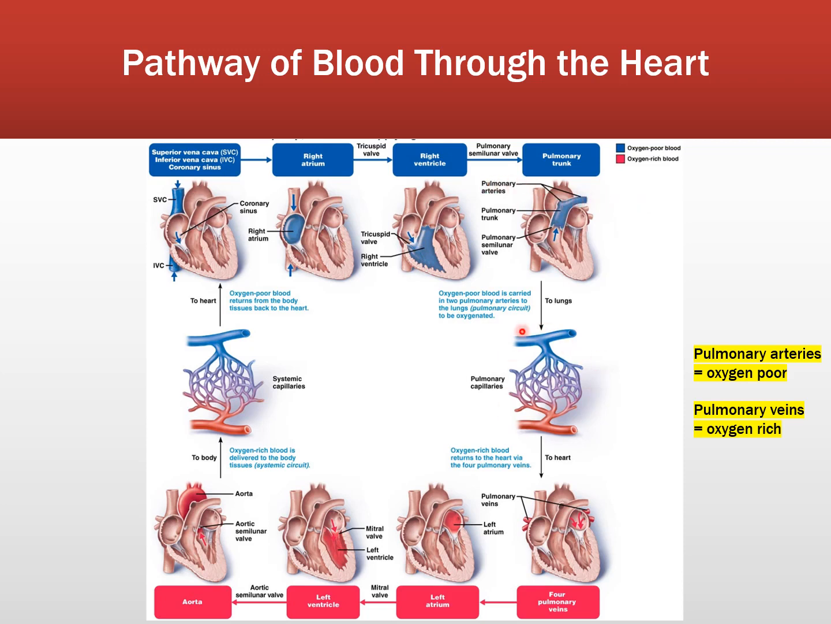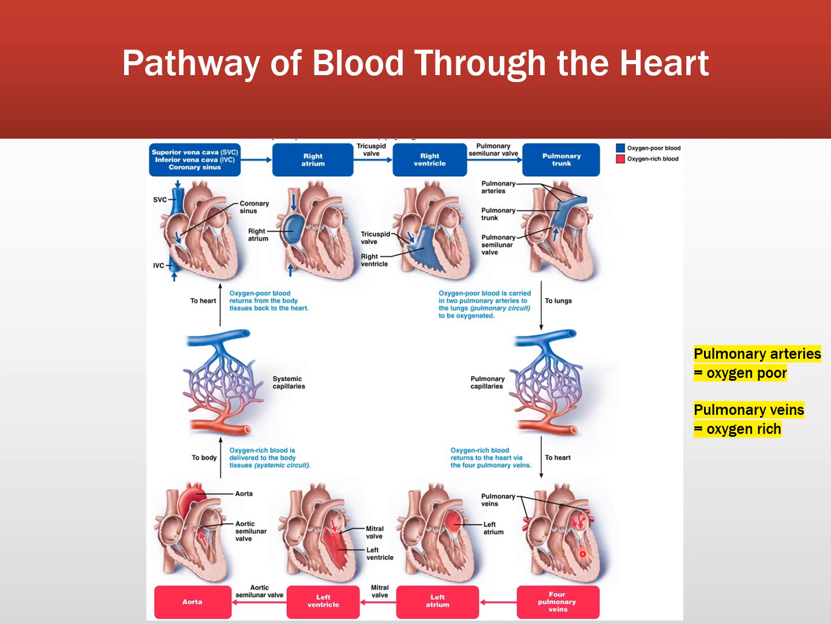So now we're in the lungs. Okay? So we go through the lung capillaries, and that's where that oxygen exchange is going to happen. So it's going to dump out the carbon dioxide, gain the oxygen, and now we become oxygen-rich blood. And so that oxygen-rich blood is going to come back to the left atrium via those pulmonary veins. Okay. And then the pulmonary veins are going to dump that oxygenated blood into the left atrium.